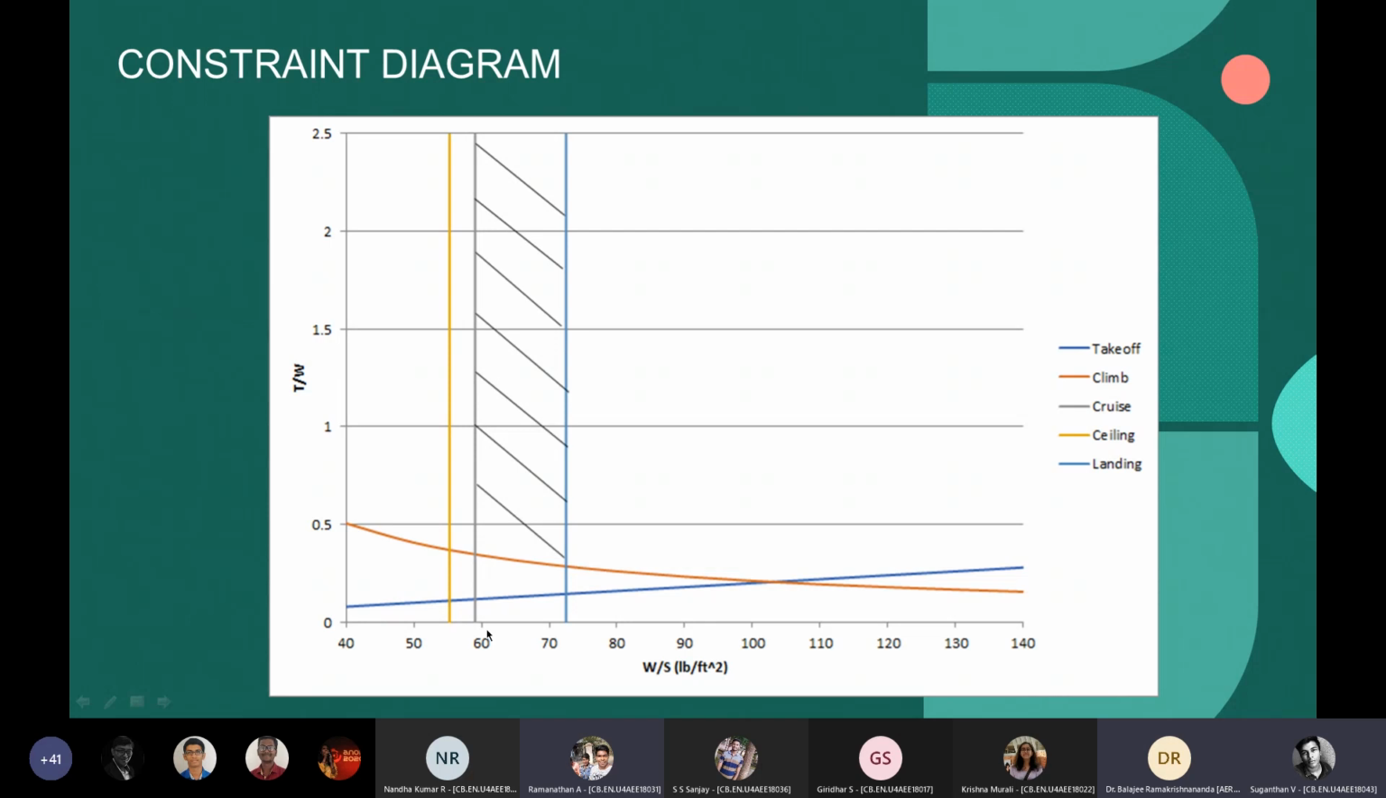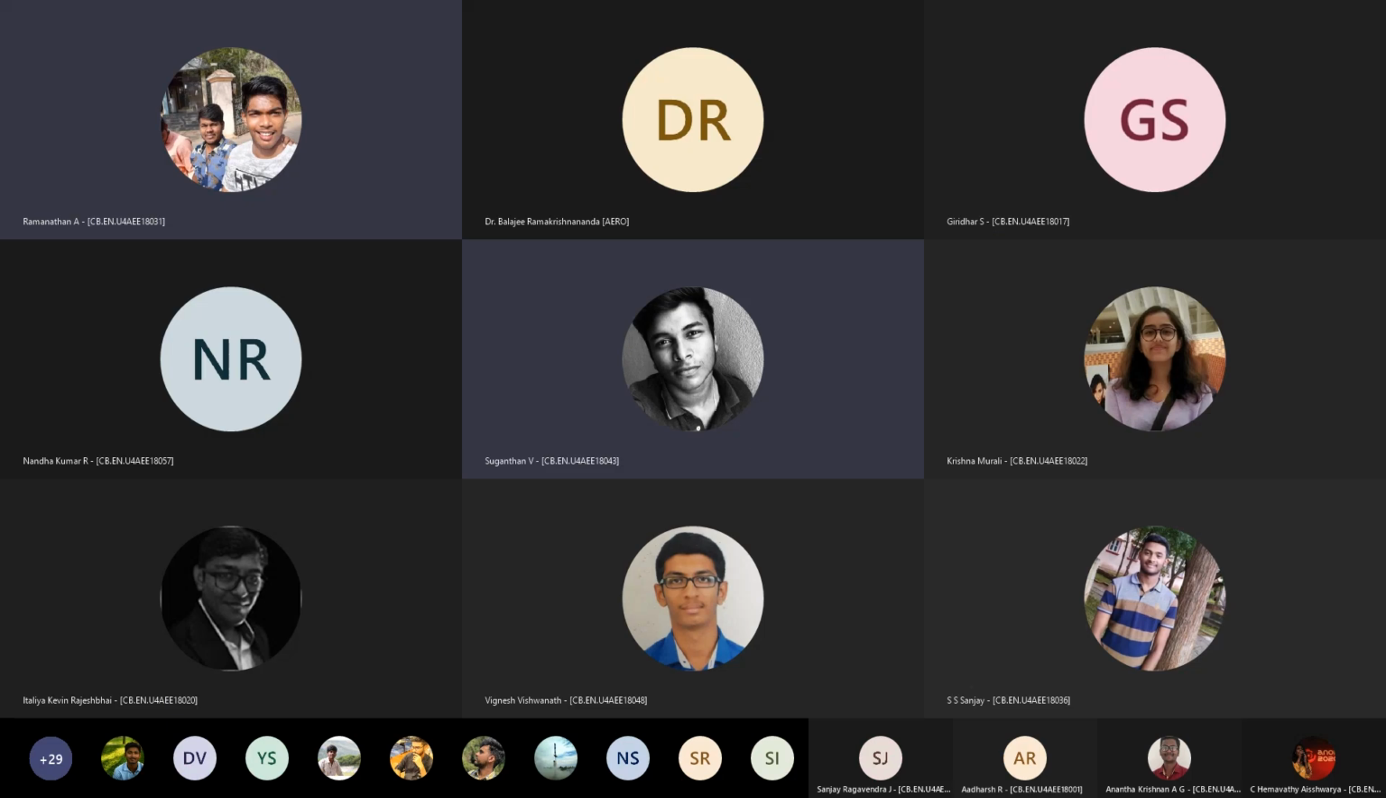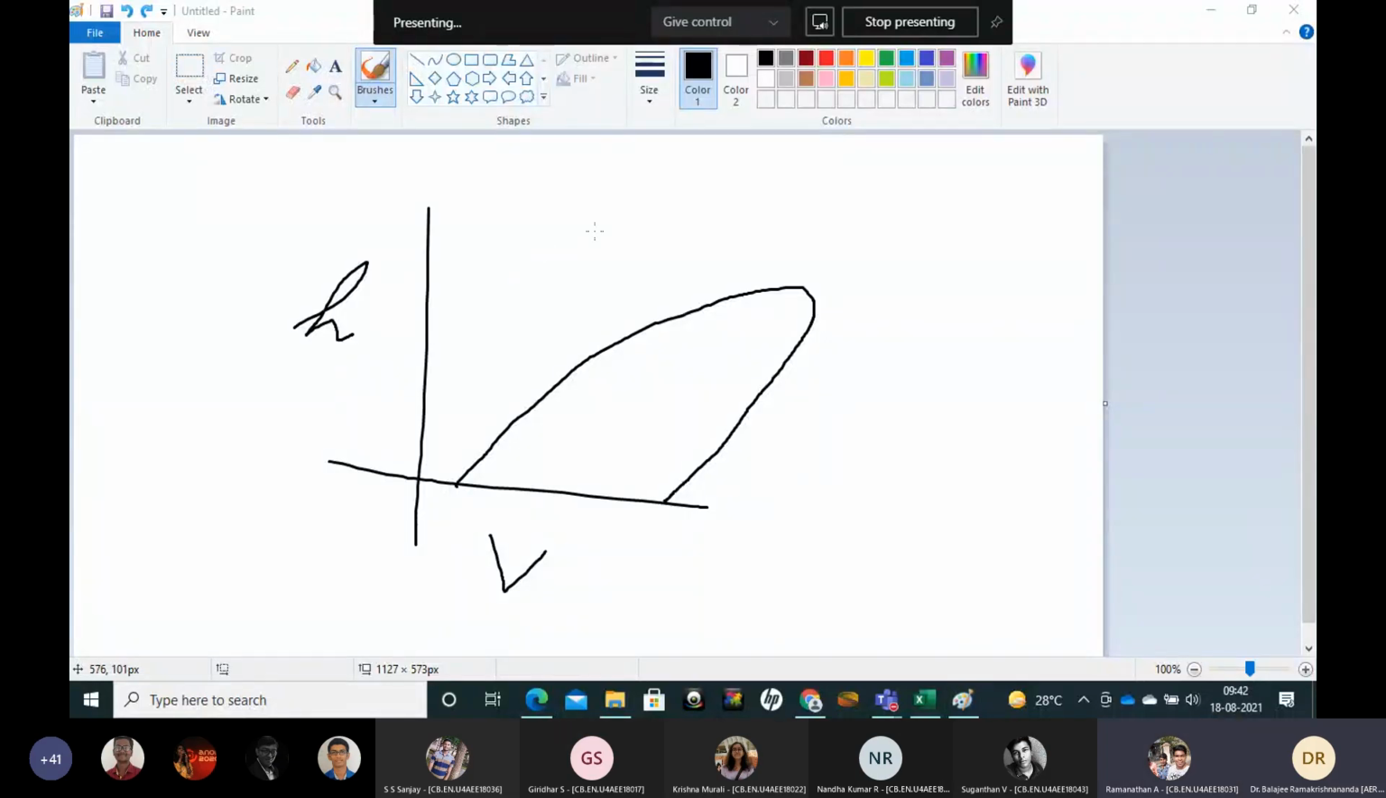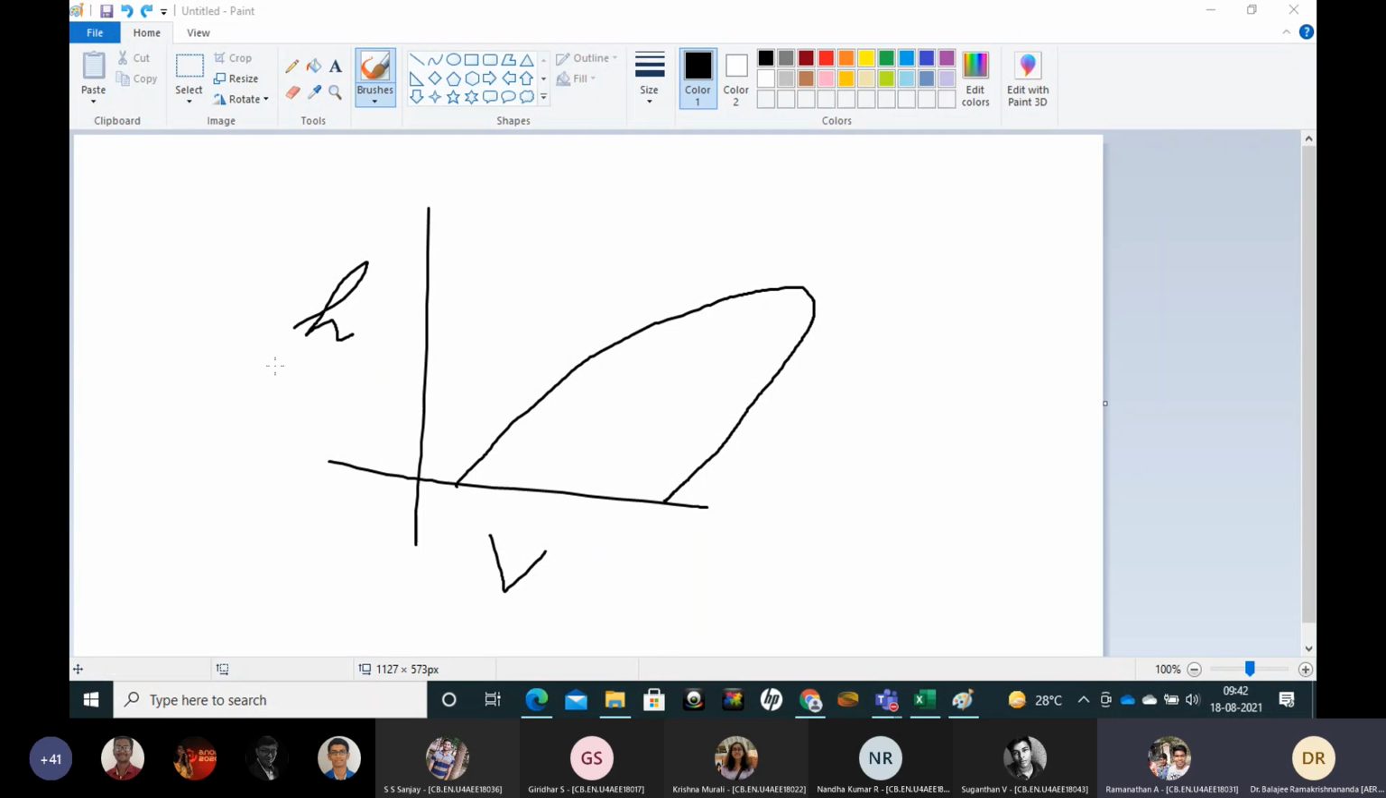Ramnathan. Yes, sir. Suppose this is height on the y-axis, velocity on the x-axis. You'll have something like this as the flight envelope, right? Sir, you're not sharing your screen. Yes, sir, I'll share it. Are you able to see? Yes, sir. Now, what is your doubt?